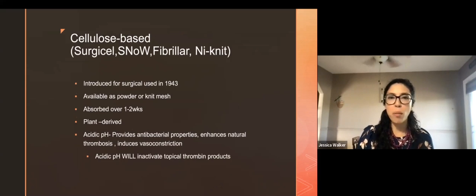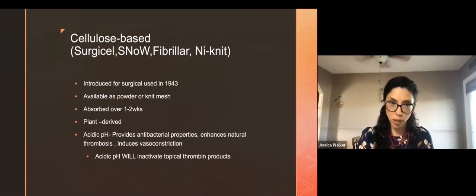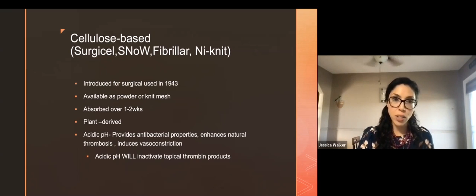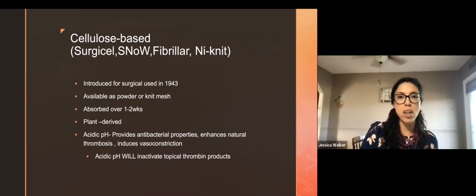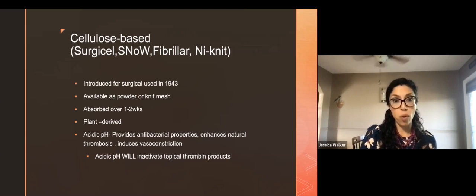The first one that I will mention is your cellulose base. These are your Surgicels. There are other names for them as well, as you can see. The one that we have is Surgicel. It was introduced back in 1943. It is available as powder and mesh. It is quickly absorbed. It's probably one of the fastest absorbable agents that we're going to see. It's absorbed in 1 to 2 weeks. It is plant derived. It is acidic.